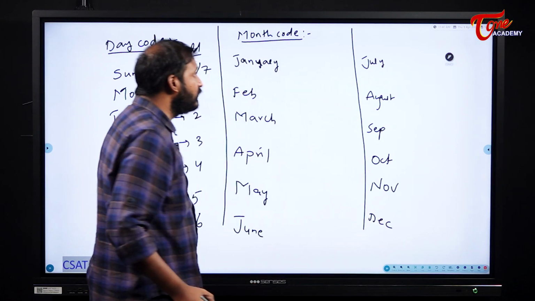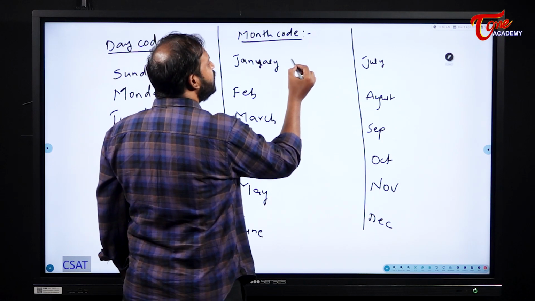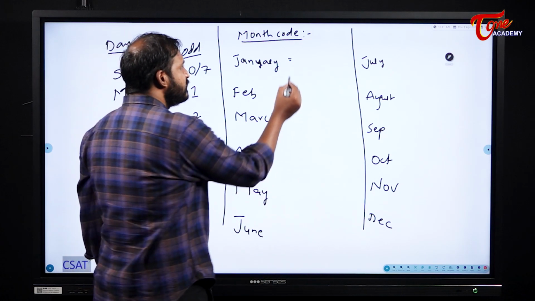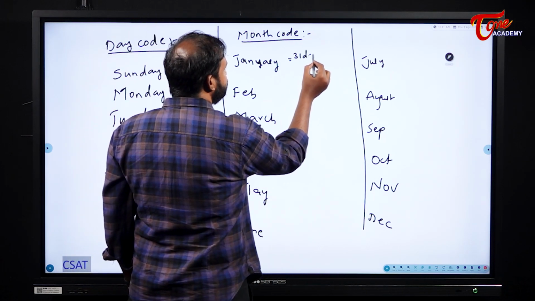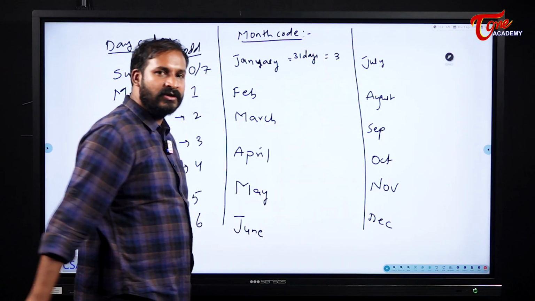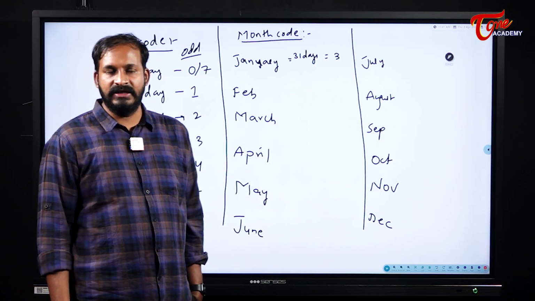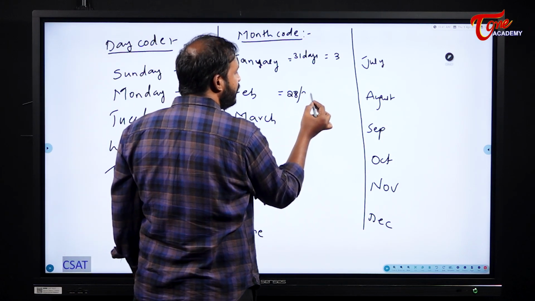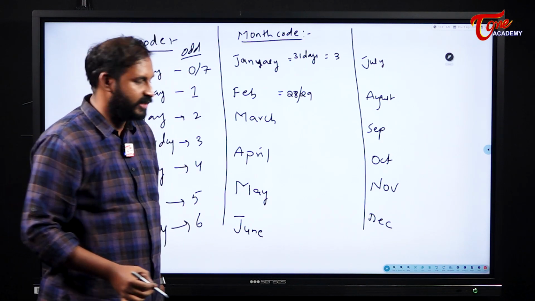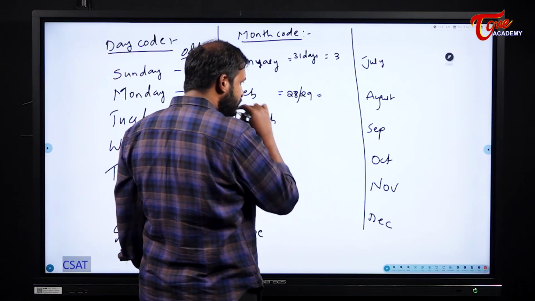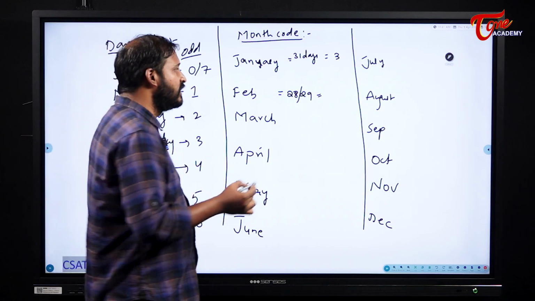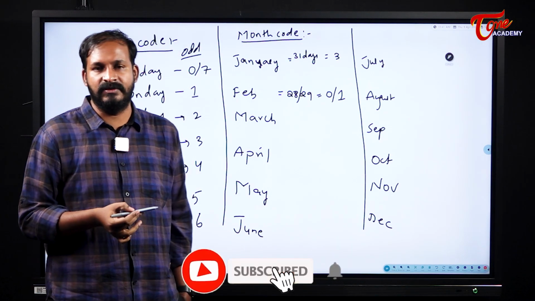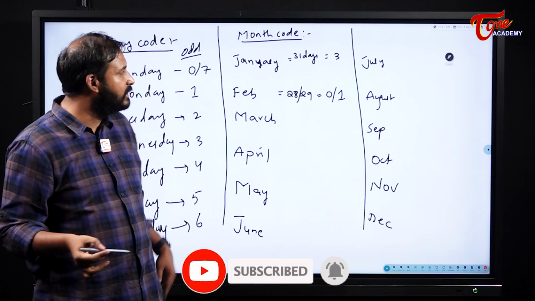Now see here, the month codes are the odd days in that particular month. January contains how many days for us? 31 days. 31 days means how many odd days? 3 odd days. Why? Because 28 is a multiple of 7, so we will be left with 3. When it comes to February, it will have 28 or 29 days depending on whether it is a leap year or a normal year. If it is a normal year, we will have 28 days. If it is a leap year, we will have 29 days. So the odd days here will be 0 or 1, and the month code becomes 0 or 1 depending on the year.